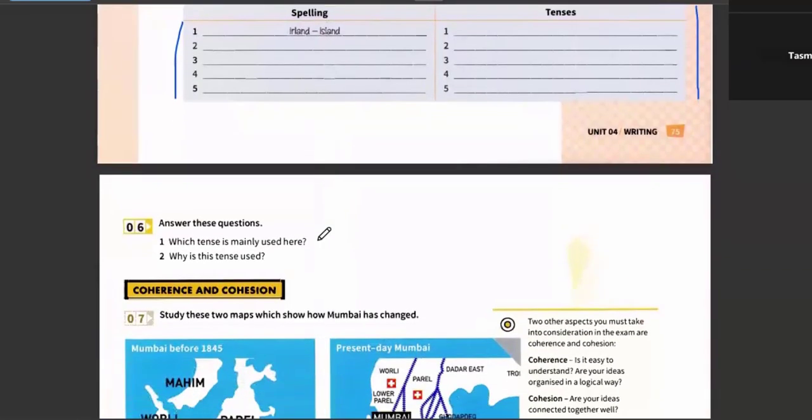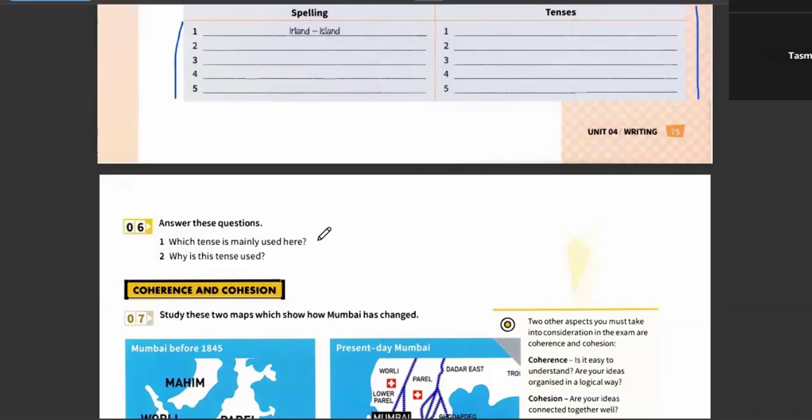Moving on, we have two questions here in activity 6, which asks, for number 1, which tense is mainly used here? Can you tell me which tense was used? Present, yes, very good, present perfect. Why do you think present perfect has been used mostly? Because it's used to describe past actions that are also related to the present.